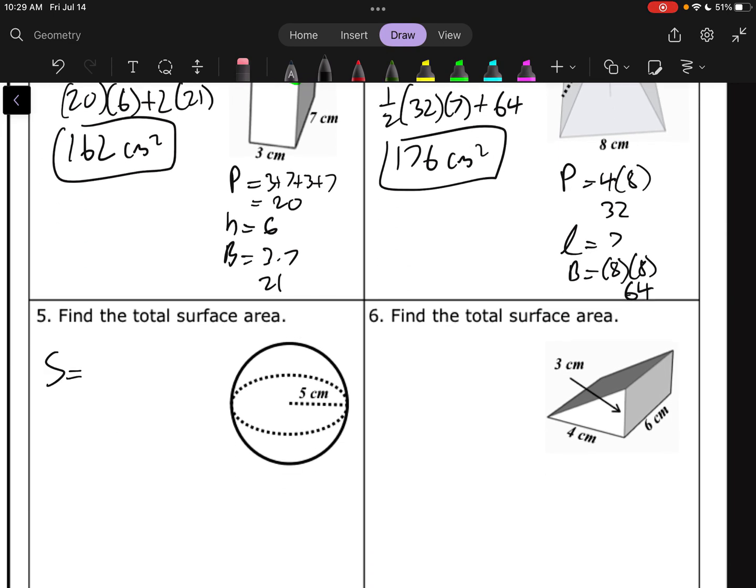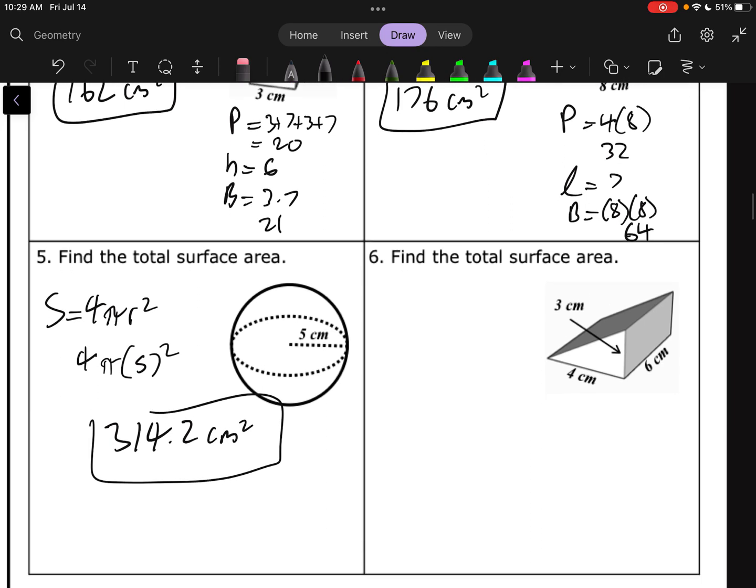For the sphere, we just need to do 4 pi r squared, which should just be 4 times pi times 5 squared, which gives me 314.2 centimeters squared.